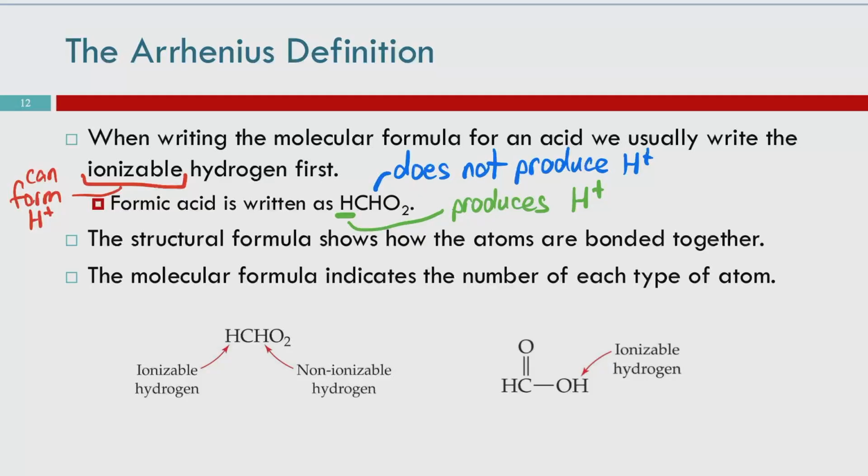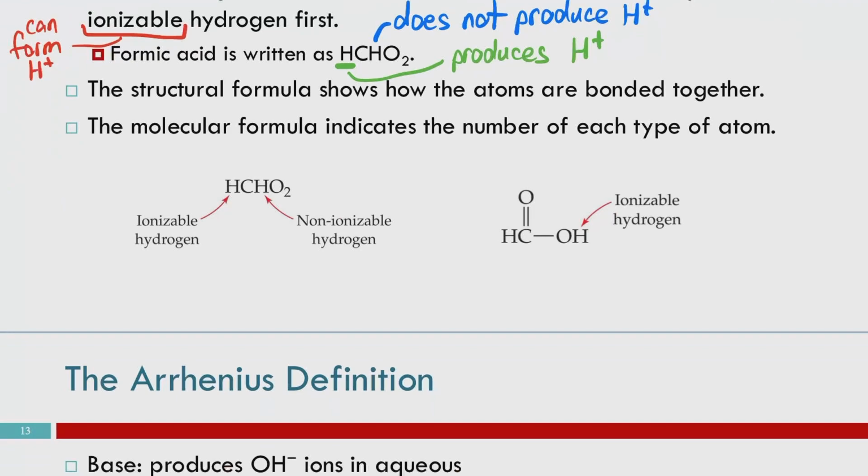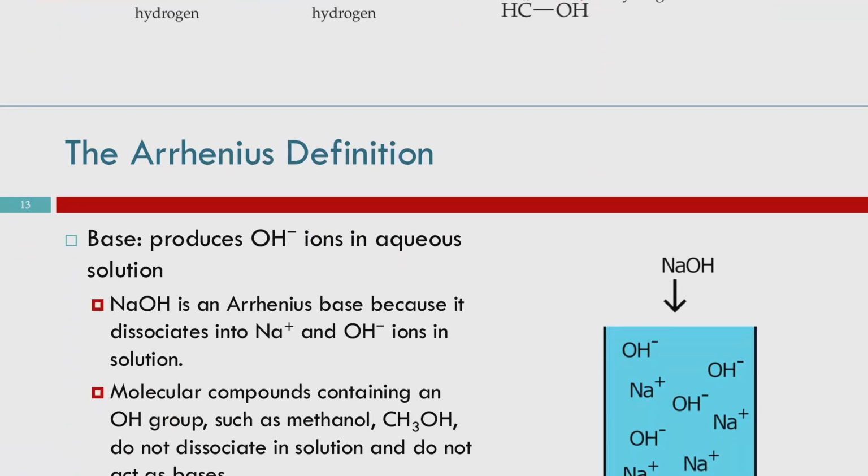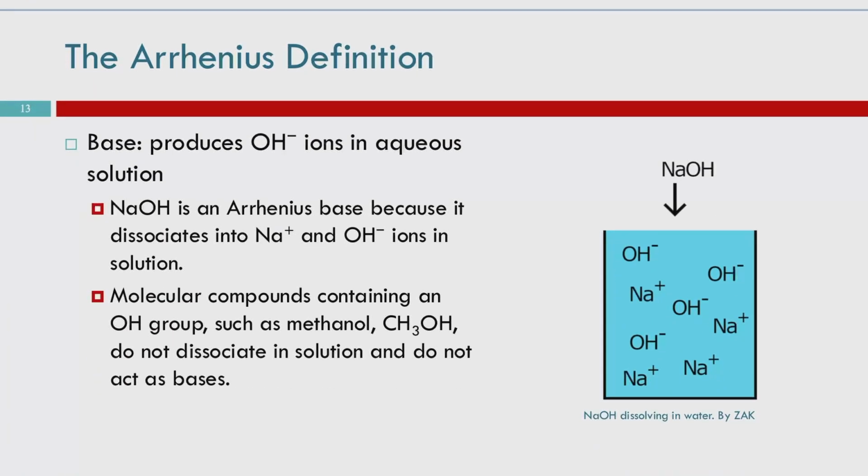We can also look at the structural formula or the molecular formula. So the structural formula for formic acid is over here on the right, and it's this right hydrogen that's the one that will pop off. You don't really need to know that. It's just in case you were wondering, that's where it's located. So that's our Arrhenius definition for acids.